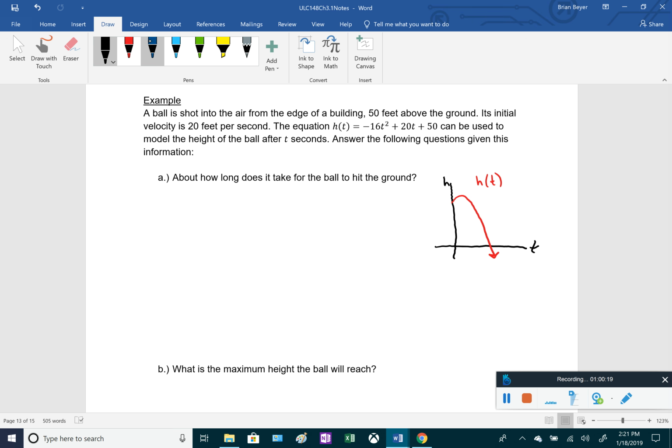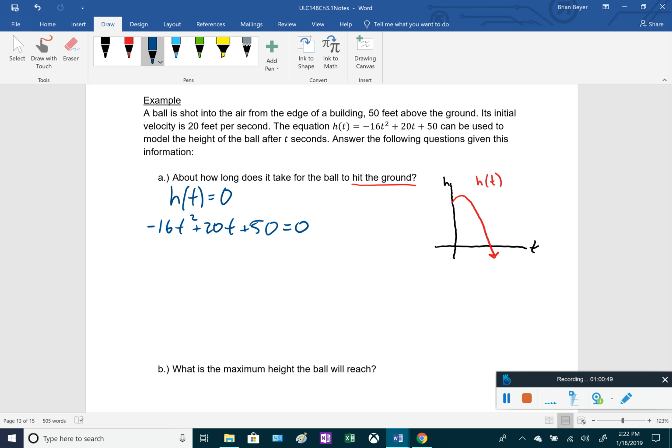We have to think about what hit the ground means. Hit the ground means a height of 0. So that's going to be h of t equals 0. So what we are going to do is set this equal to 0. Negative 16t squared plus 20t plus 50 equals 0. And then we're going to just solve it just like we did.